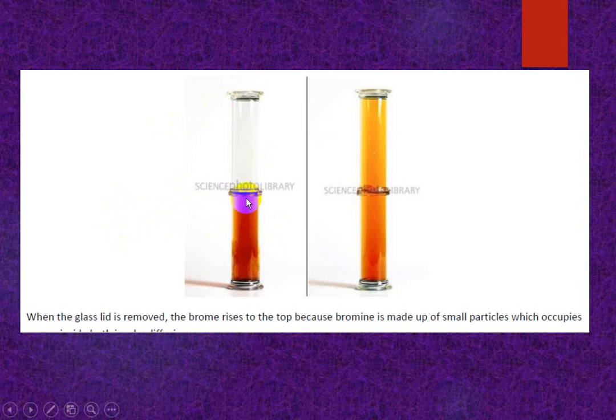When it was closed by the lid, there were two jars. When the lid is removed, the bromine rises up to the top jar, and all the particles occupy the space. So both jars contain gas particles. So it is due to diffusion.